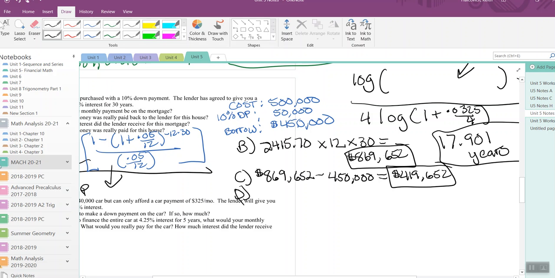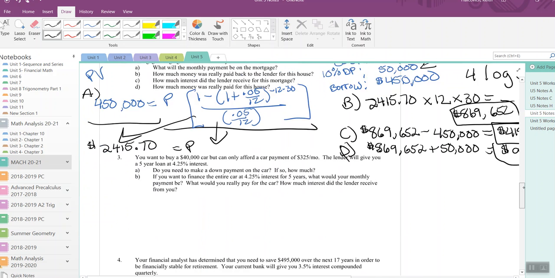And then for part D, how much money was really paid for the house? Well, don't forget you also paid a $50,000 down payment. So $869,652 plus $50,000. So really you paid $919,652 for the house that cost $500,000.